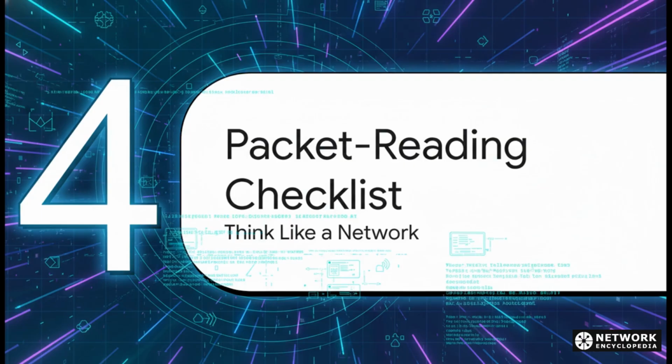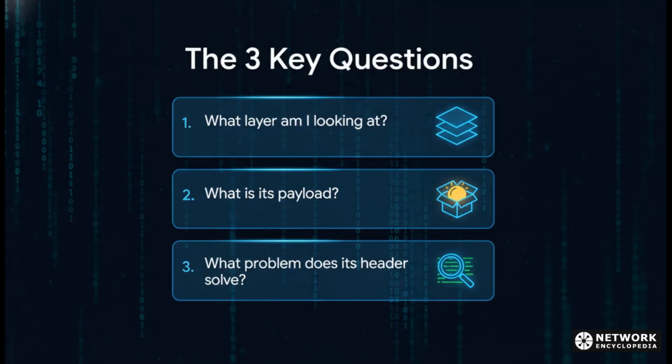Well, here's a really simple mental checklist you can use anytime you're looking at network traffic. It'll help you start to think like the network itself. Just ask yourself these 3 simple questions. 1. What layer am I even looking at right now? 2. What's the payload here? What data from the layer above is being carried inside? And 3. Which header was just added and what problem is it solving for me? Is it for reliability, global routing, or just local delivery?